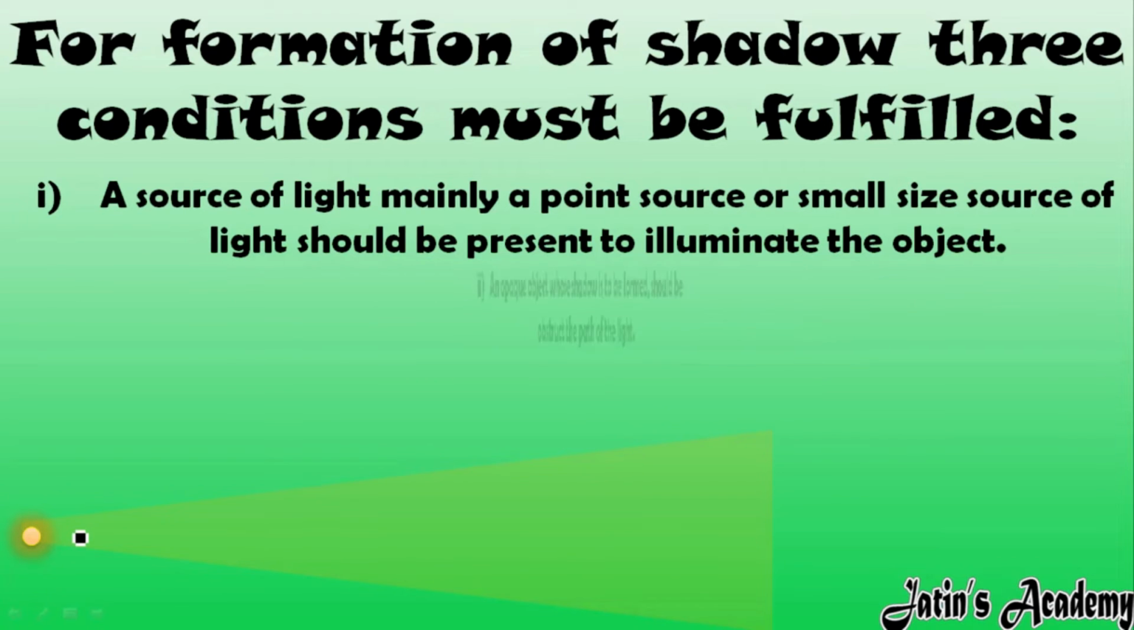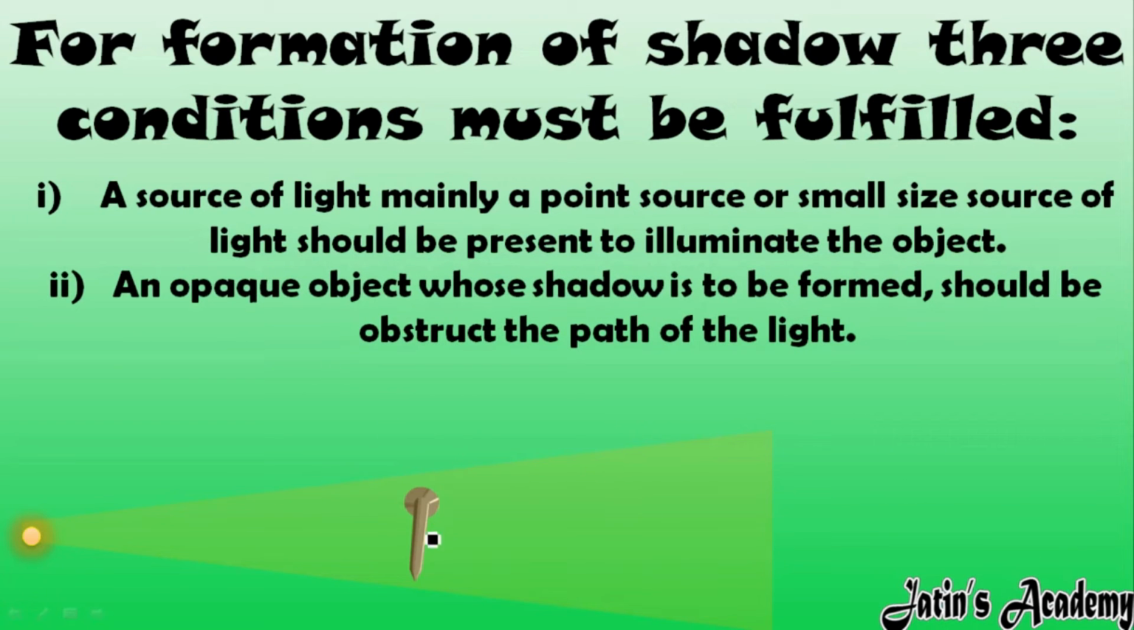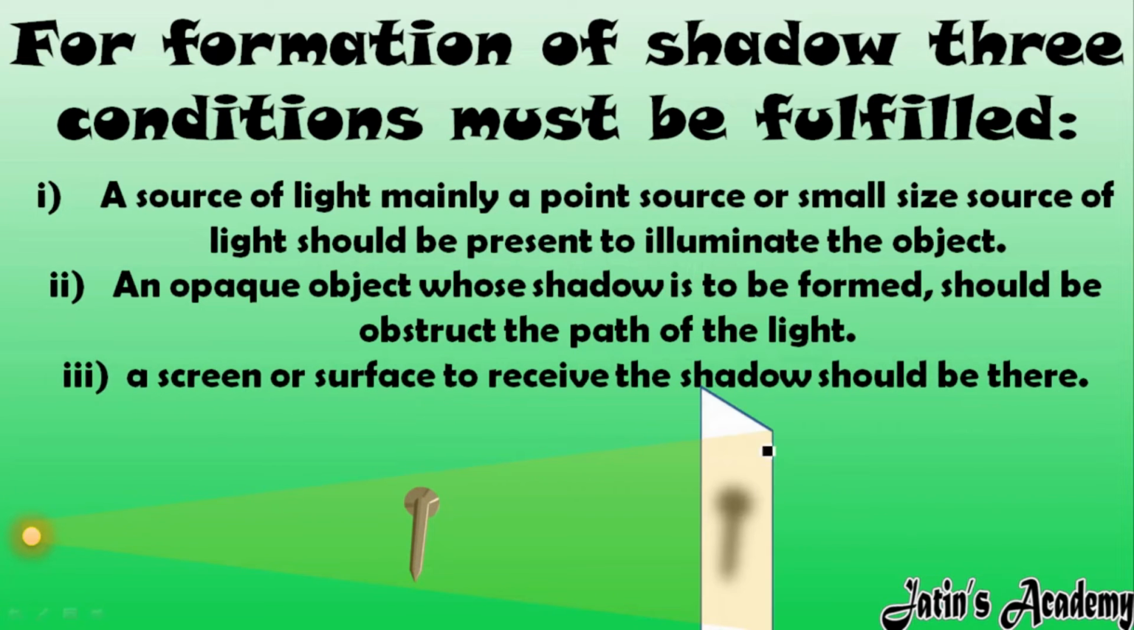The second condition is that an opaque object must be there. In between the light rays of the source of light, there should be an opaque object. That opaque object will block the light rays, and after blocking them, there must be a screen where the shadows are going to form. When the opaque object blocks the light from the source, the blocking of the light rays will cast a shadow on the screen.